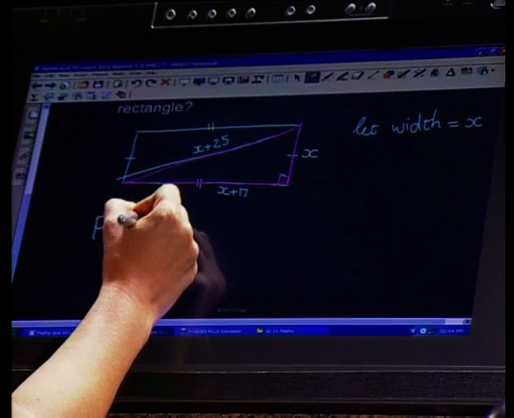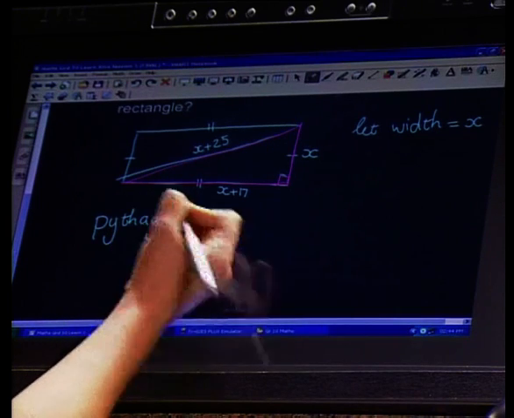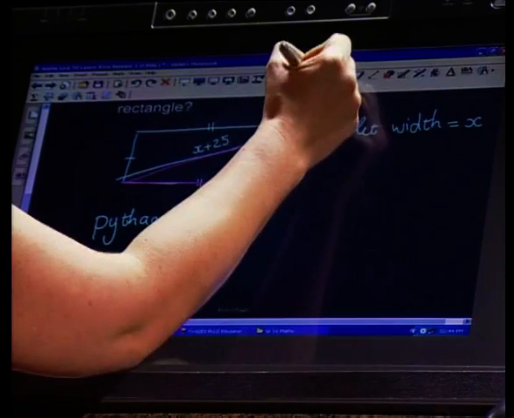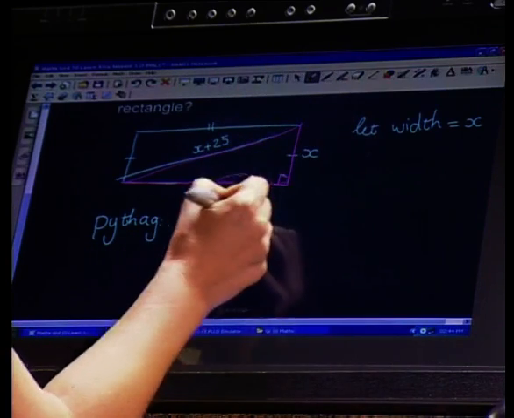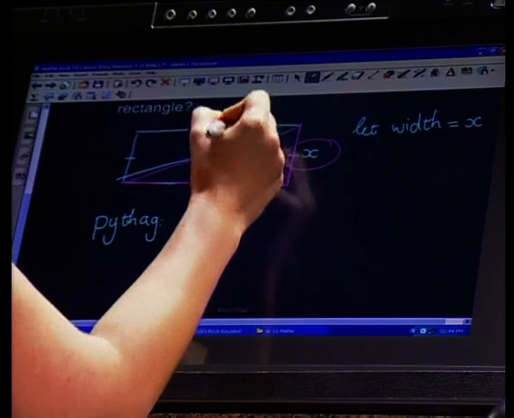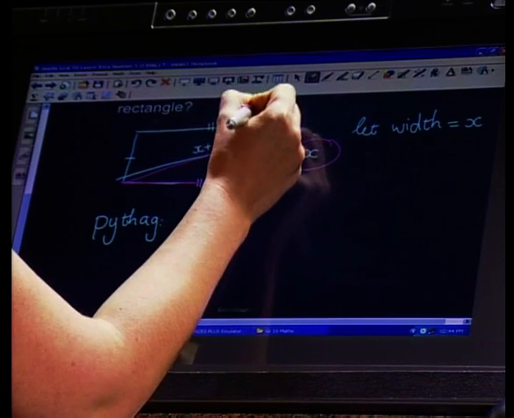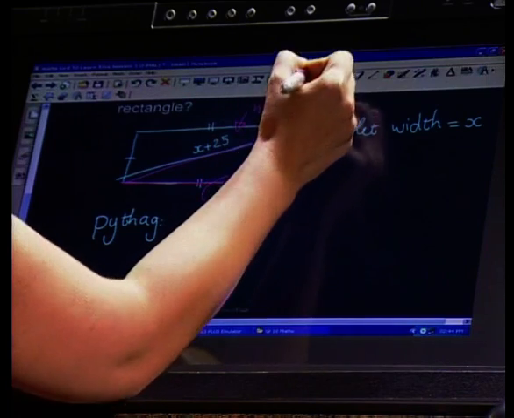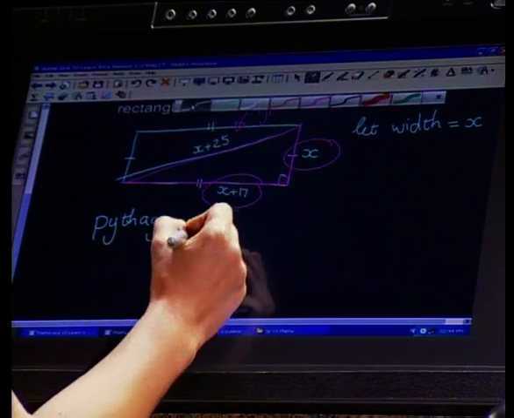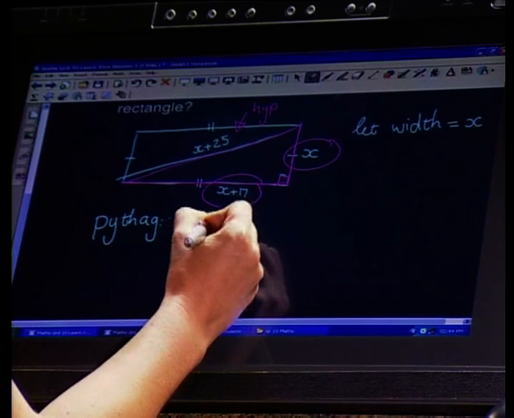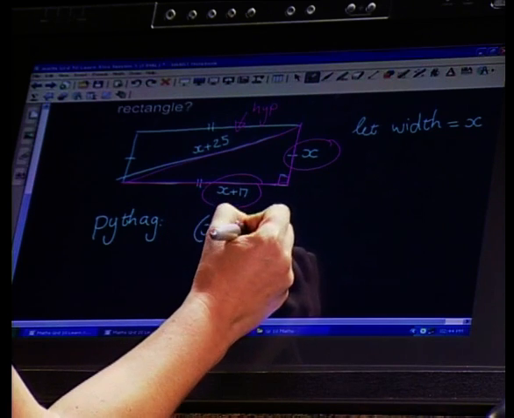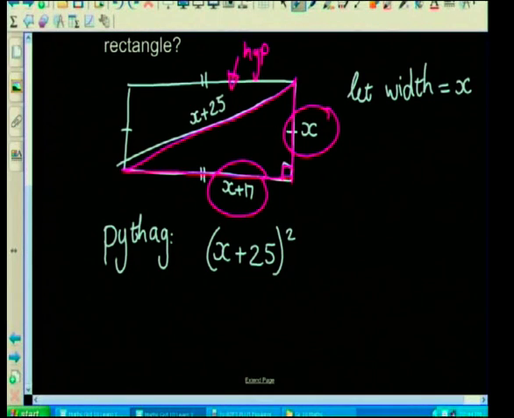Firstly, tell your teacher what you're doing. So write Pythagoras down somewhere. And then let's highlight which ones are sides. This is a side, this is a side, that is the hypotenuse. Just to make it easier to see, the hypotenuse squared is equal to the sum of the other two sides squared.